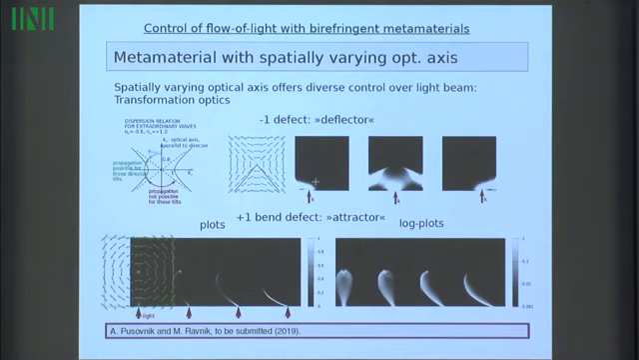Of course, the next natural thought for a liquid crystal researcher is, so what if we twist this optical axis into some different profiles? For instance, if we take this -1 defect, we see that for light propagating straight in, it will deflect from the center of the defect.